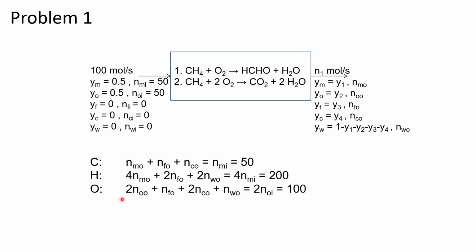The sum of these four terms is the flow rate of oxygen out. We'll set that equal to the flow rate of oxygen in. The flow rate of oxygen in is equal to the flow rate of the oxygen molecules that come in times 2 atoms per molecule. The methane does not contribute here to the oxygen flow rate in. Since we know the oxygen flow rate in is 50, 2 times 50 is 100. That's how we get that third equation.